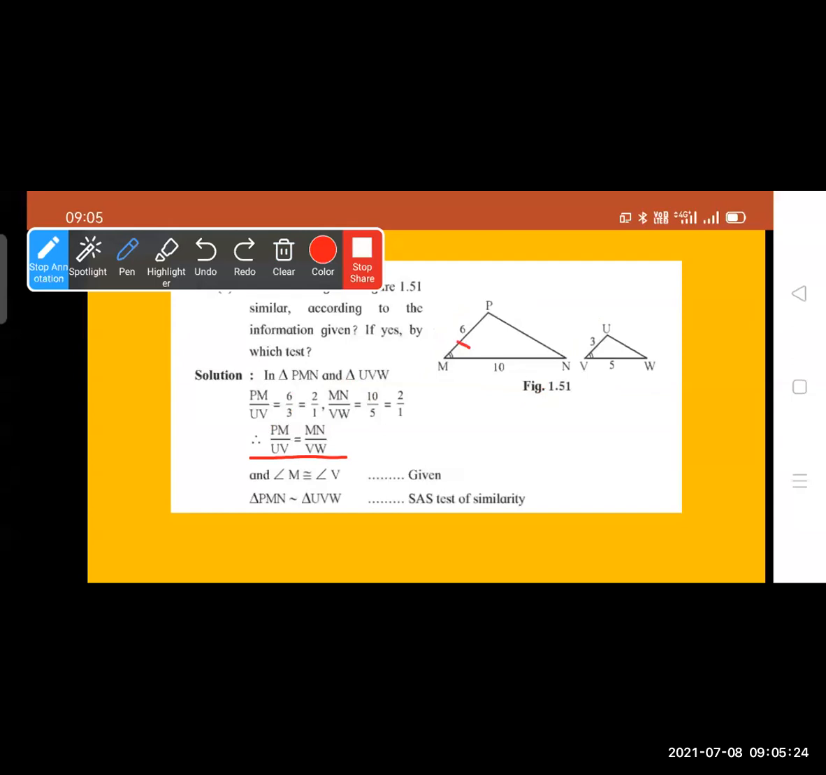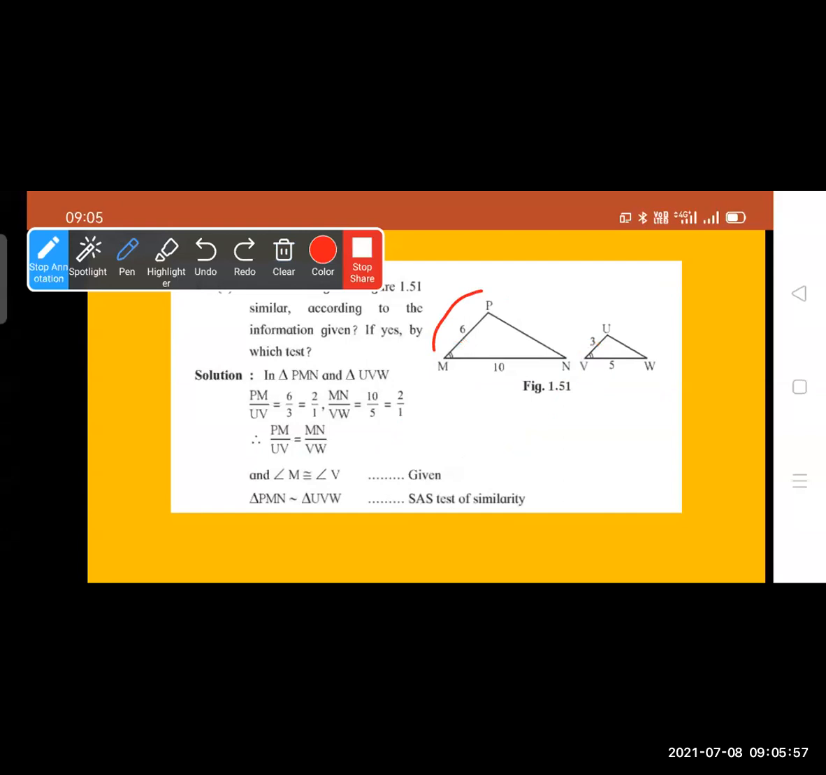And here is the symbol which indicates that angle M is congruent to angle V. So two sides are in proportion and one angle is congruent. Then we say that these two triangles are similar, which triangles? Triangle PMN is similar to triangle UVW by SAS of similarity.